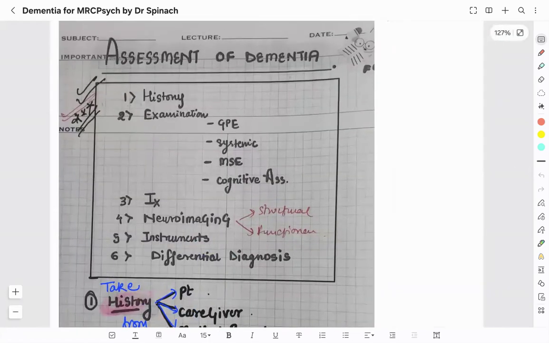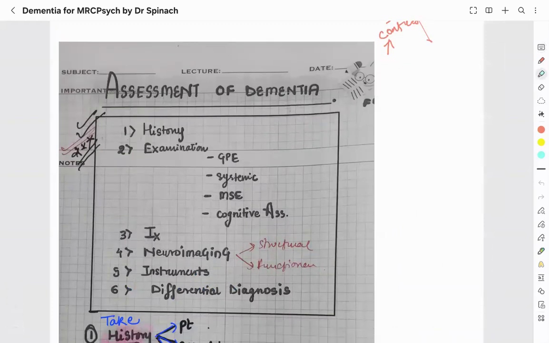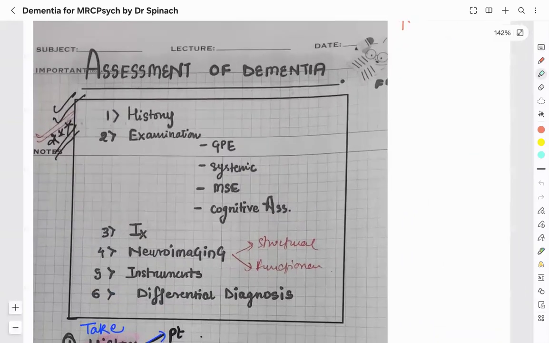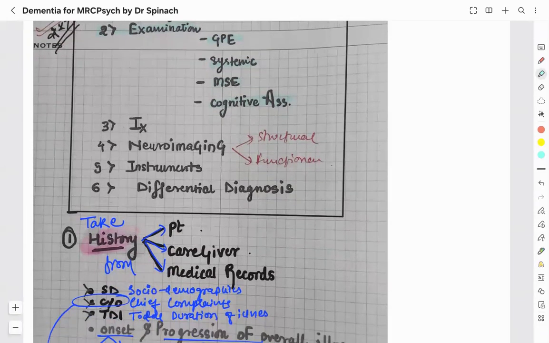So assessment of dementia, this is from Code Red actually. I was reading it today. These are their notes only, sir's notes. So history, examination, general physical examination, systemic, mental status, cognitive assessment. Then we'll see into investigations, neuroimaging, structural and functional, and instruments, and then differential diagnosis. Instruments would come under cognitive assessment itself. They have just mentioned it separately.